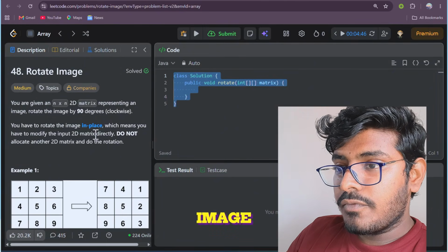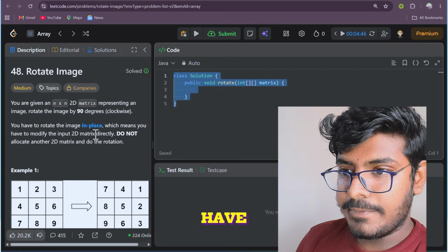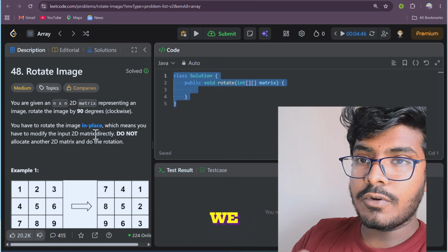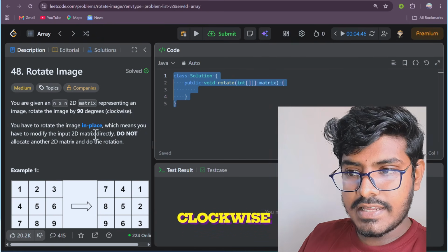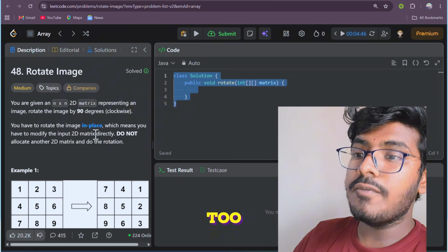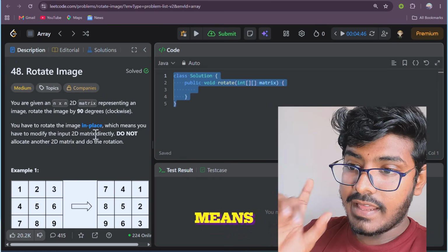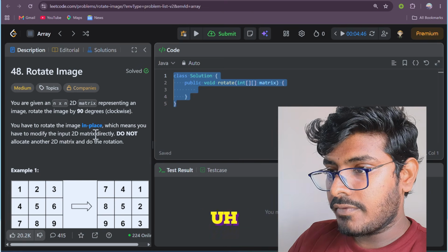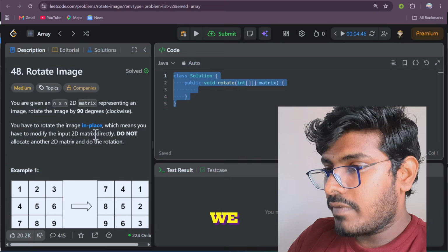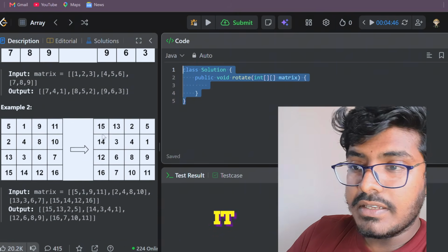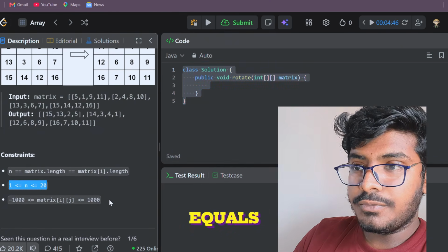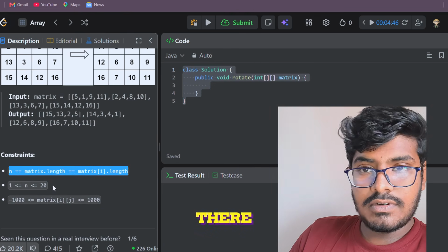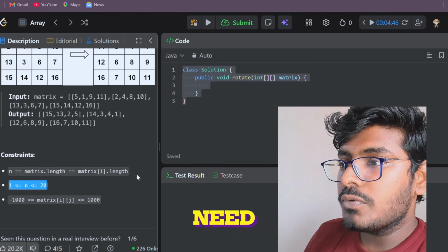Rotate Image. What inputs do we have to see? They have given a 2D array matrix representing an image. We need to rotate it by 90 degrees in the clockwise direction, and we need to do that in place. In place means we have to directly update the original given array. You can see we have been given a class and a matrix as input. The constraint says n is less than or equal to 20, which means we can simply use brute force. There is not much you need to do.